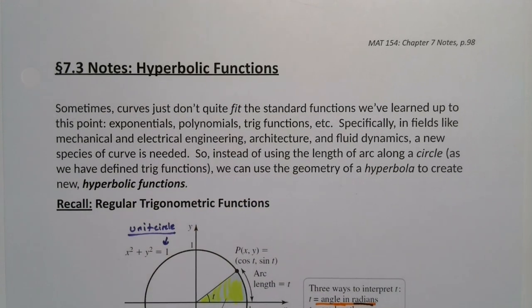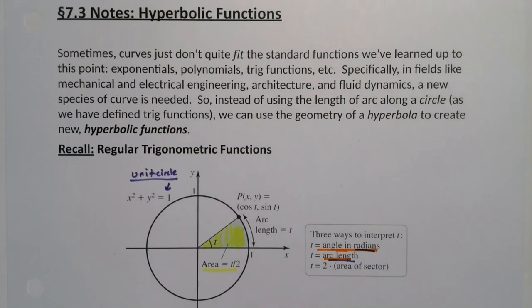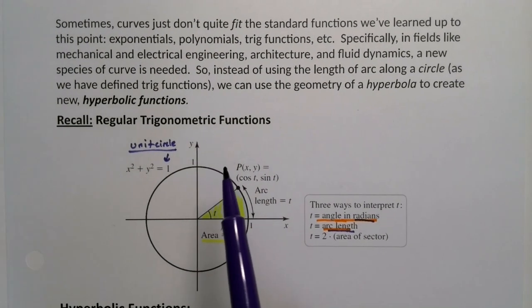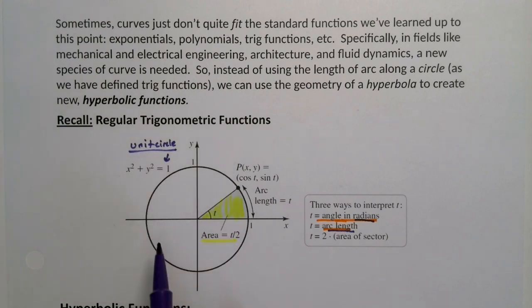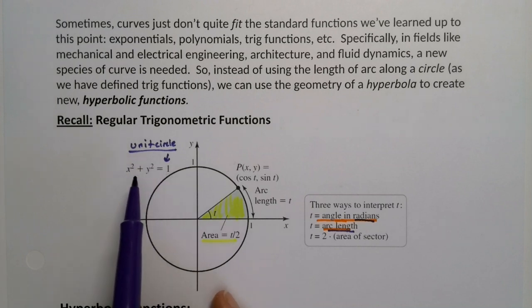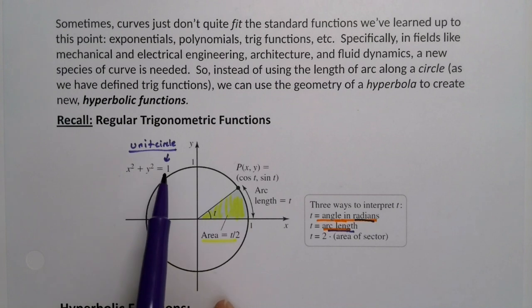Now they're similarly derived to the regular trigonometric functions. So let's remind you about those. This is the graph of the circle. It's called the unit circle because its radius is 1 and uni means 1 in Latin. So the unit circle is x squared plus y squared equals 1.